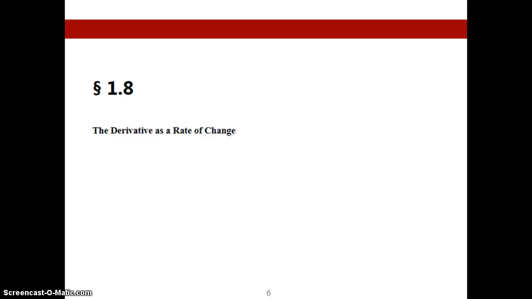Okay, so this video is going to help explain to you the idea of the derivative as a rate of change, which is something we've already been talking about. We've already established that the derivative is a rate of change. Now we're going to look at the derivative as a rate of change in the idea of a velocity or a speed.